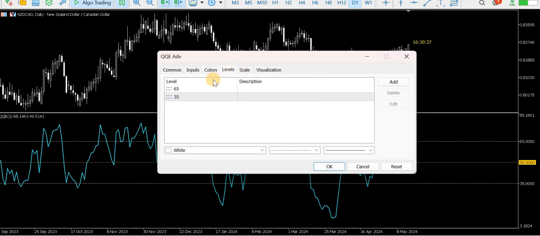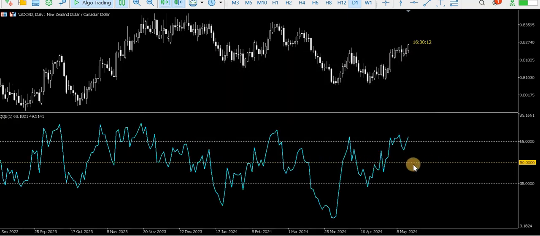The levels, I've got the 65 and 35. So that's the top one here, 65, and the bottom one's 35. So basically overbought, oversold. Now, I could just add the 50 on this list, but because I like it to be a different color, because you've only got a choice of one color for the lines, I just add the 50 in as a horizontal line. So just come up and use the tool here, draw a horizontal line, make it a different color. So we've got the 65, 35, and the 50.